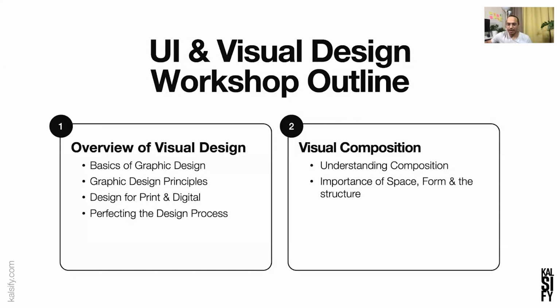The next is basically visual composition. So what makes good design? We'll try to understand that, like free space, negative space, use of colors, then use of different shapes, box, round, circle, triangle.